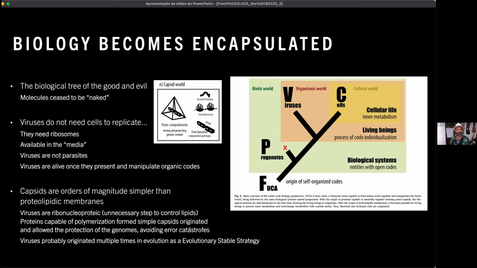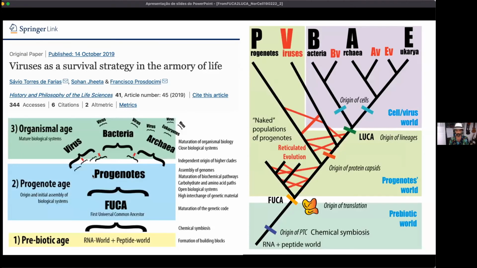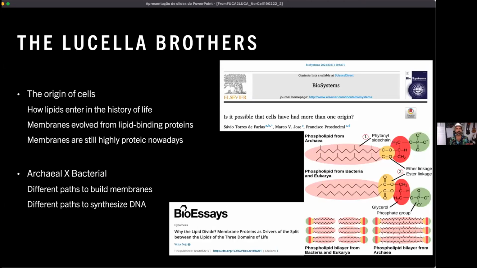So the proteins of the viral capsids evolved from lipid binding proteins. At some point in the origin of life, that pool of molecules gave rise to a protein capable of binding lipids. And this lipid-binding protein kept evolving and being naturally selected. Even nowadays, we know that membranes are highly proteic. So this is something that happened in the origin of life.